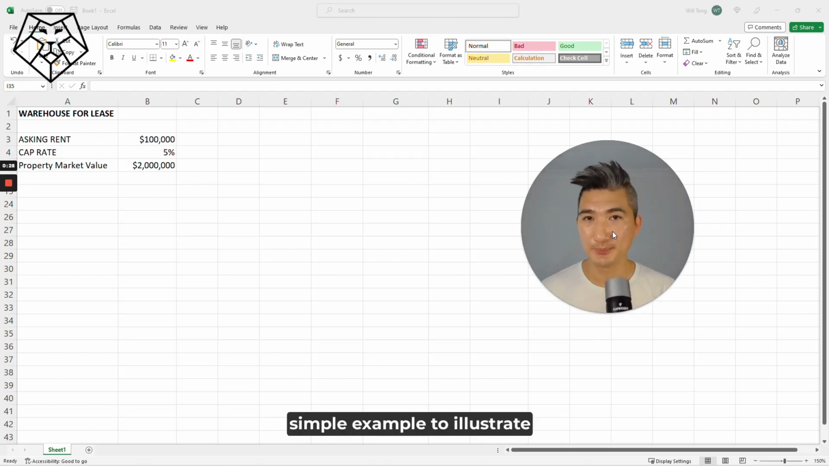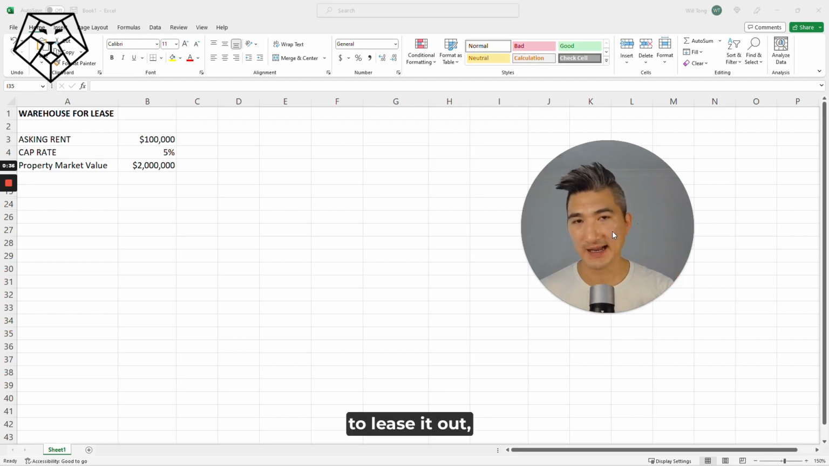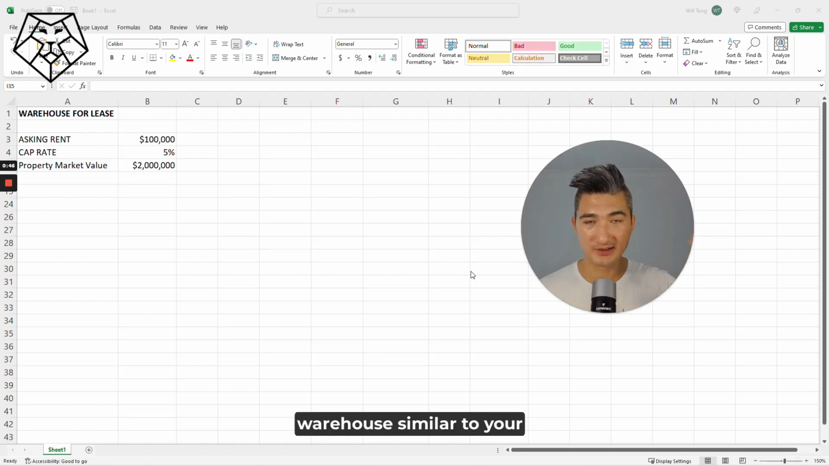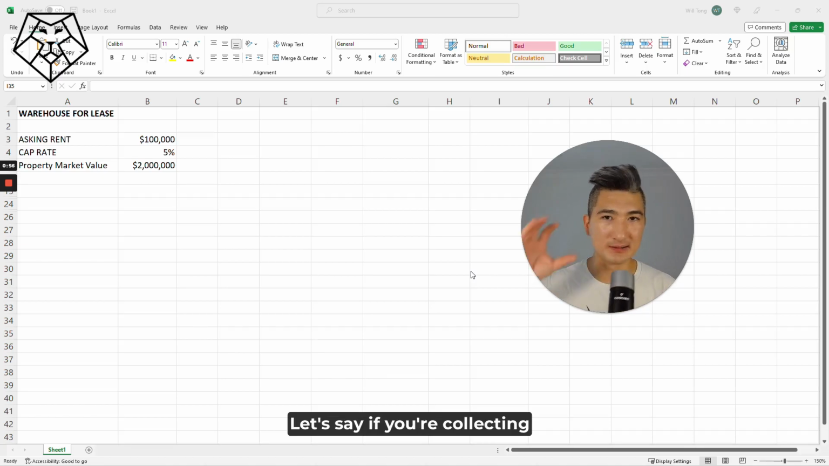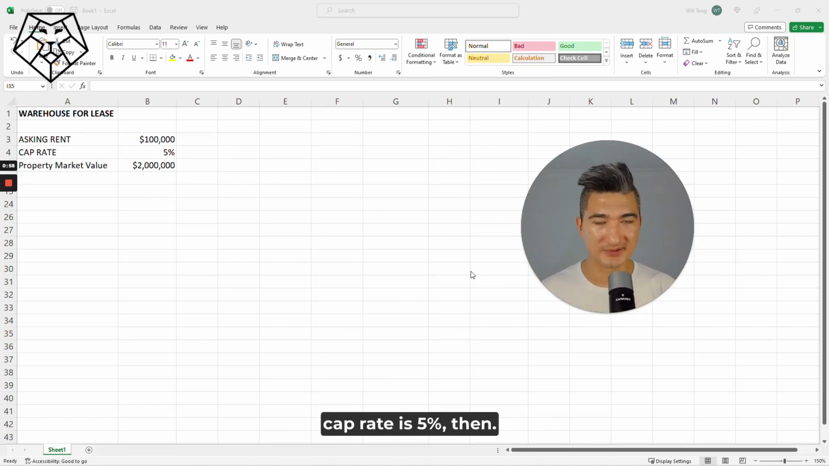So I'm going to use a very simple example to illustrate my point. Let's say you own a warehouse and it's vacant and you want to lease it out and you have an asking rent of $100,000 a year. Let's say the cap rate of a warehouse similar to your property is 5%. Then that means the property market value is around $2 million. So if you're collecting $100,000 in rent and the cap rate is 5%, then $100,000 divided by 5% is $2 million. That's what your property is worth.